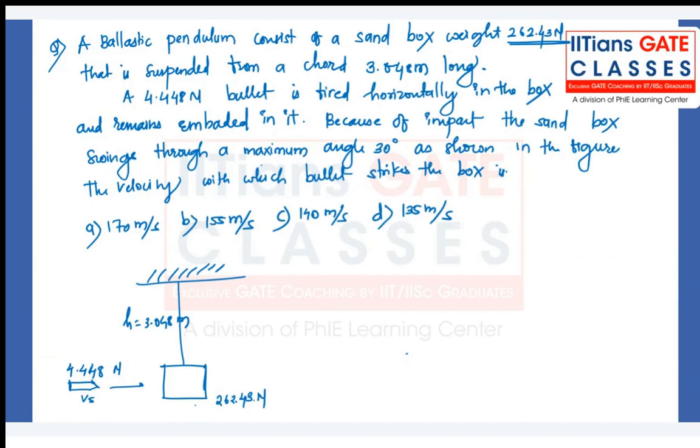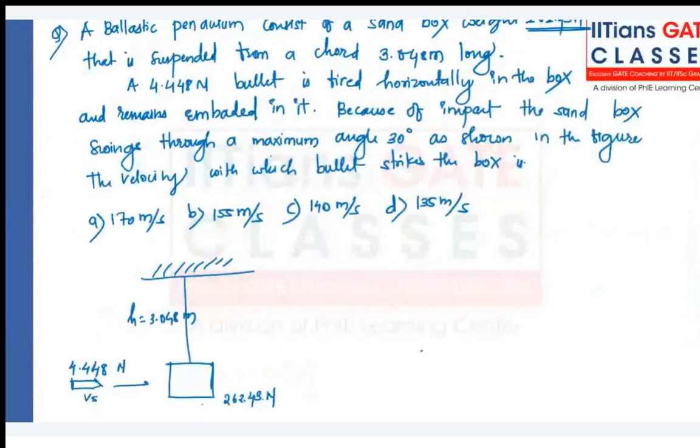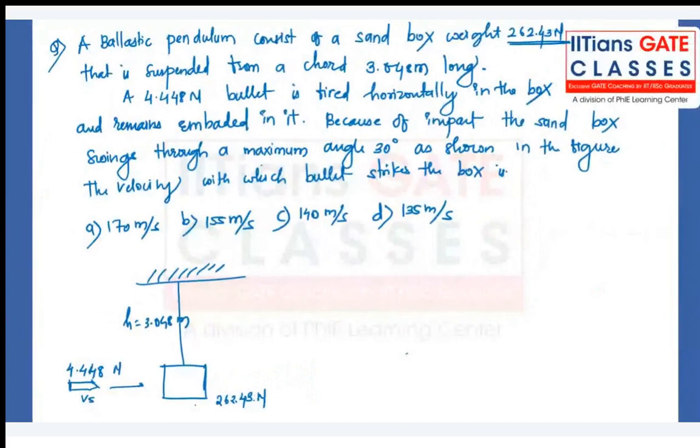Because of this impact, this box will swing upward with a maximum angle of 30 degree. So this is 30 degree, something like this. So this is how the figure will look like.